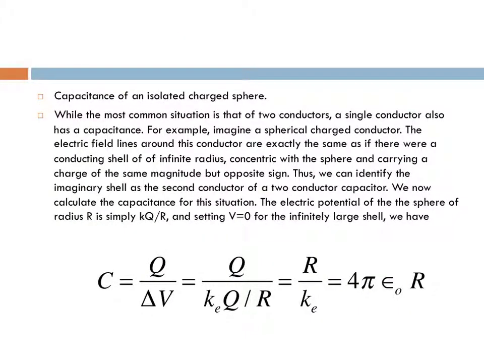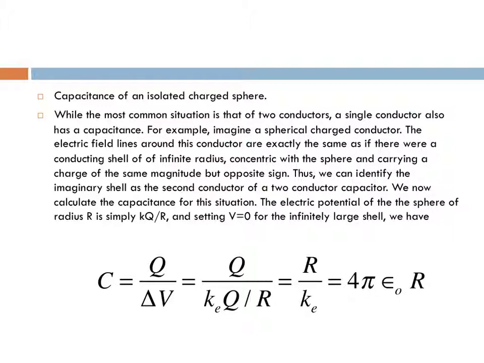Finally, the capacitance of an isolated charged sphere is not very common, but it is possible. So again, while the most common situation is that of two conductors, a single conductor also has a capacitance. For example, imagine a spherical charged conductor. The electric field lines around the conductor are exactly the same as if it were a conducting shell of infinite radius, concentric with the sphere, and carrying a charge of the same magnitude but opposite sign. Thus, we can identify the imaginary shell as the second conductor of a two-conductor capacitor.